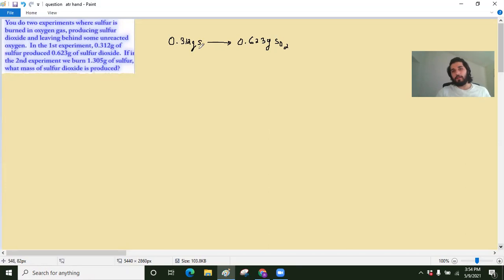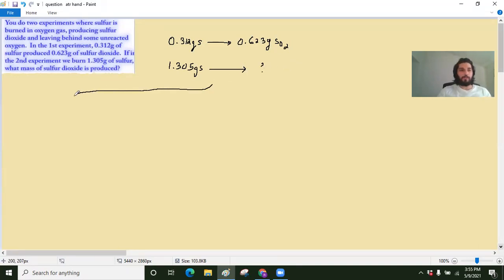So it's giving you this very cut-and-dried proportion that this much sulfur gives you this much sulfur dioxide, but it's your job to understand that oxygen was used somewhere. So this much sulfur gives you this much sulfur dioxide. And then it says if I tweak the amount of sulfur, if I go from this much sulfur to 1.305 grams of sulfur, how much sulfur dioxide would I have? And that's at the heart of the question.